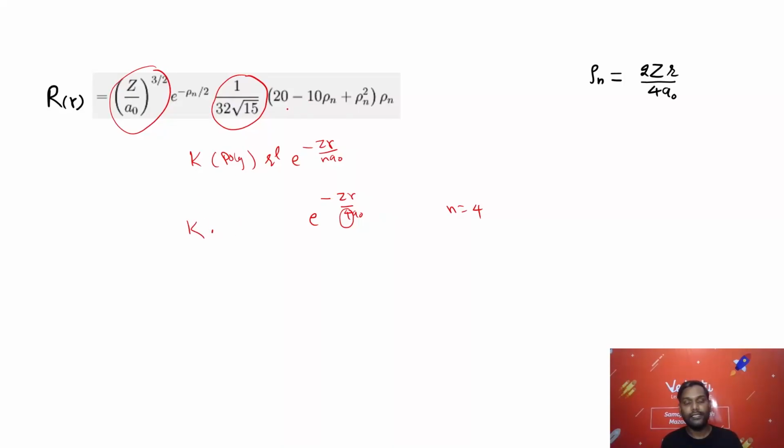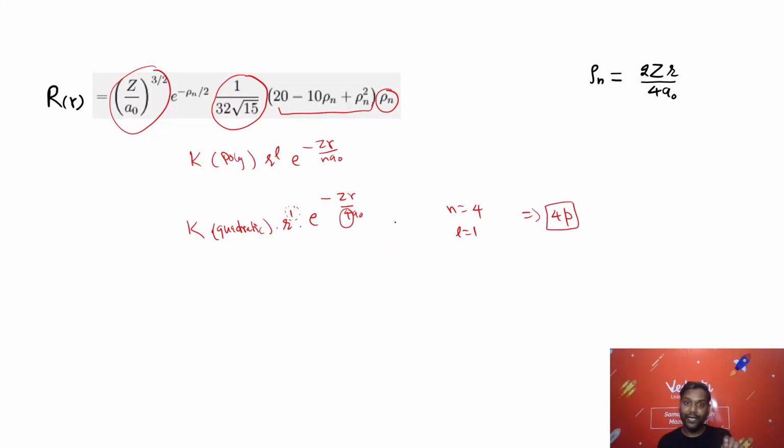Then there is a quadratic equation in r. This is quadratic. And I also have the r part, because if you put the rho value here, it will be 2zr by 4a naught, which is zr by 2a naught. So this is basically r power 1. From this, I will get the l value. So l value is 1, n is 4. So this must be representing a 4p orbital.